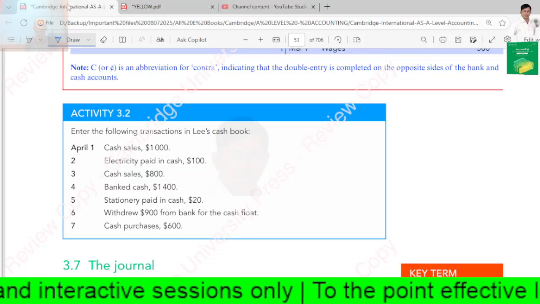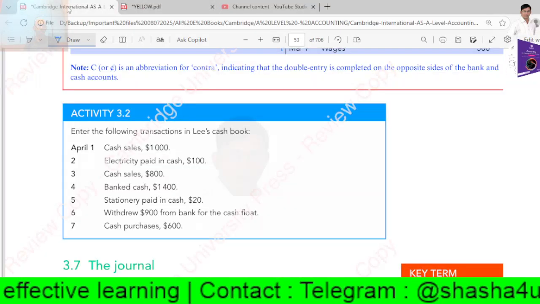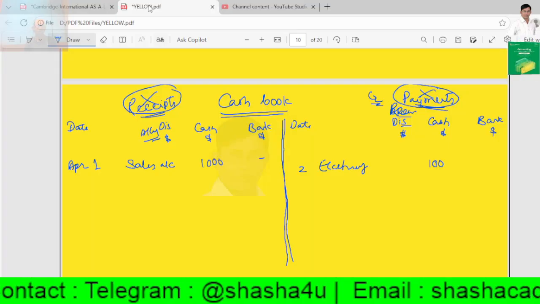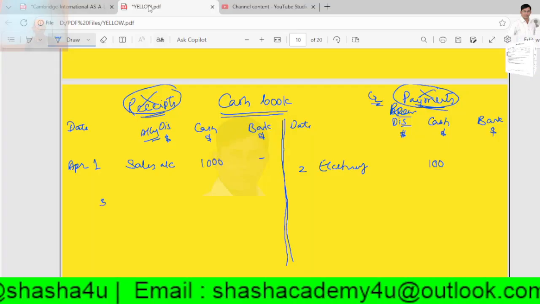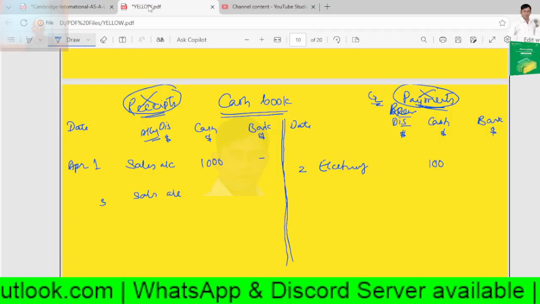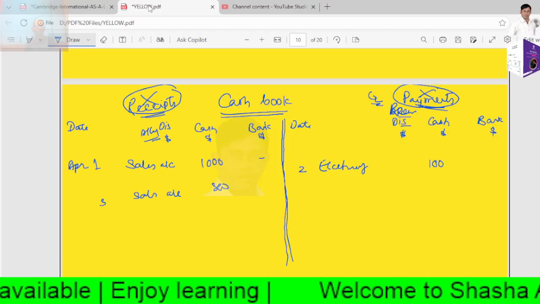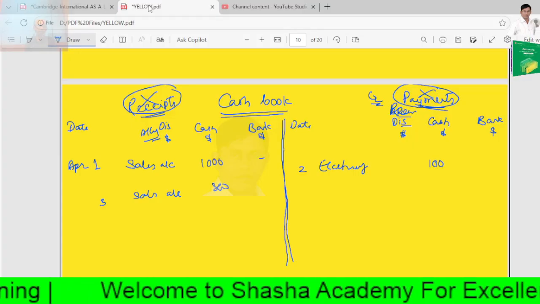Cash sales 800. So we are receiving cash again. What date is it? It is on 3rd, 800. On 3rd, sales 800. We are receiving. When we sell, we receive, no? So receive 800. Next.